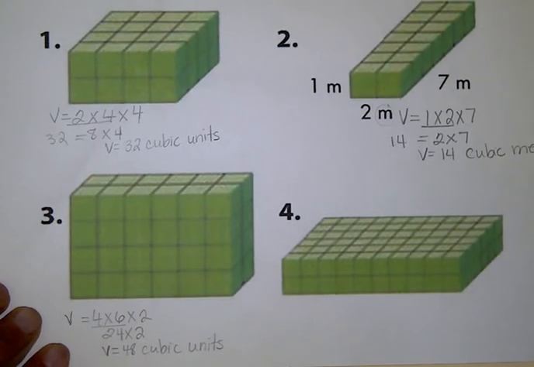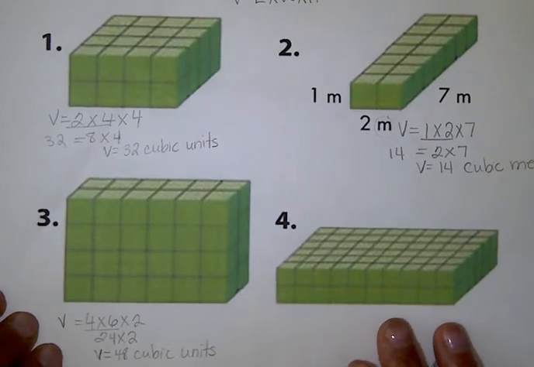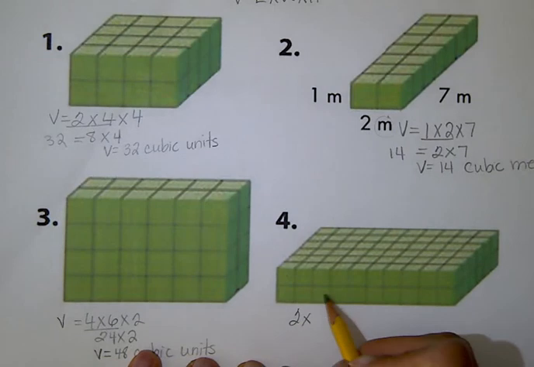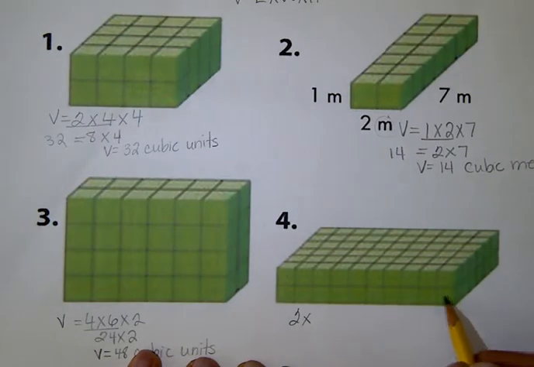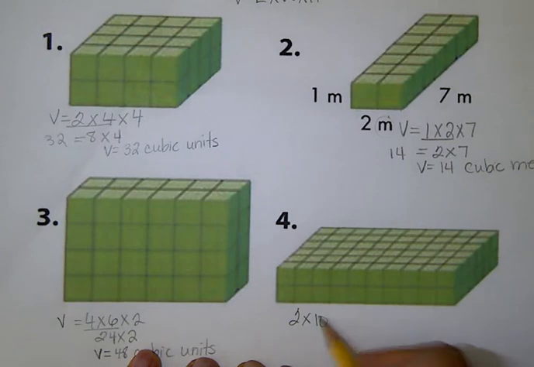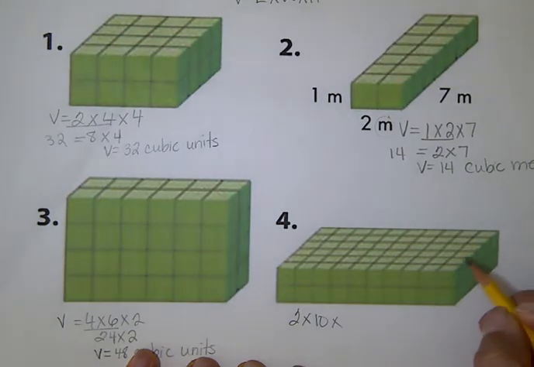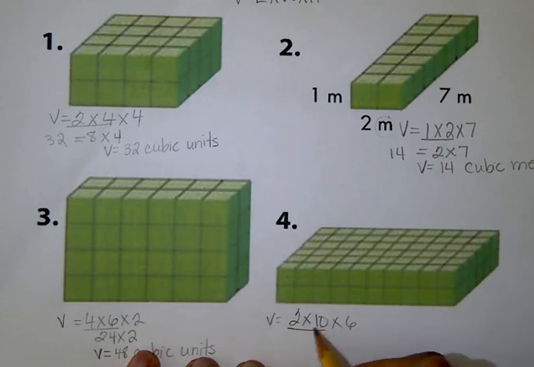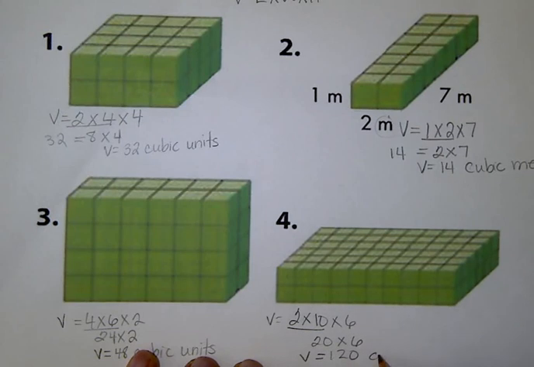Okay, let's do the last one. 2 times 10 times 6. Okay, let's start with 2 times 10 is 20 times 6 is 120. So volume equals 120 cubic units.